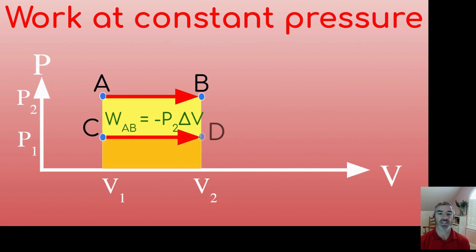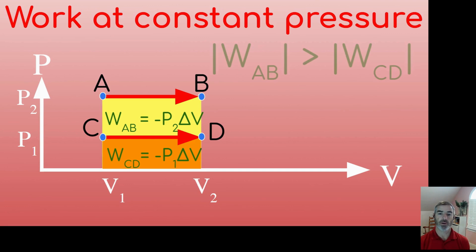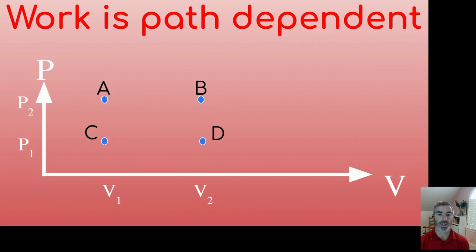So if we go from C to D, we can see that that doesn't take as much work, because it's at a lower pressure. The lower the pressure, the lesser the amount of work, and in this case, a lesser negative amount of work. So based on the areas, the absolute value of the work from A to B is going to be greater than the absolute value from C to D, even though the value from A to B is negative, and same for C to D. Now, work is path dependent.